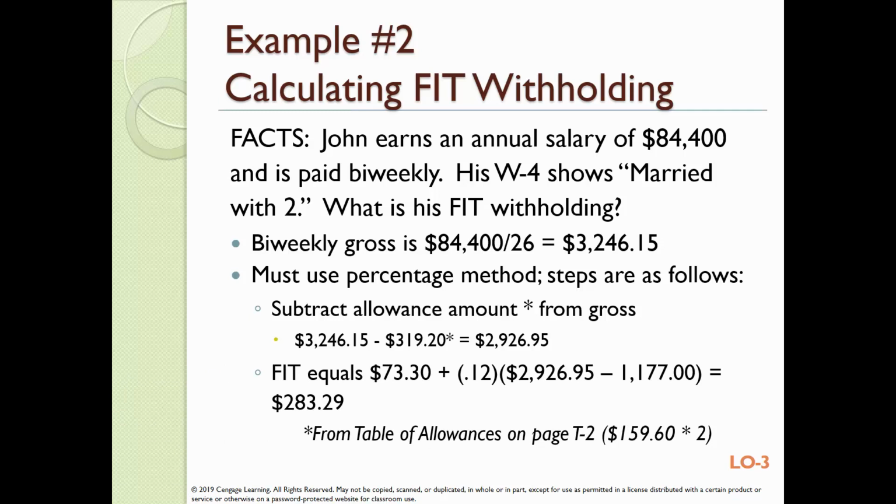So basically, I worked the calculation, I found the difference between these numbers. I multiplied by 12%, and then I wrote that number down. And then I added $73.30. So the FIT to withhold from his check is $283.29.